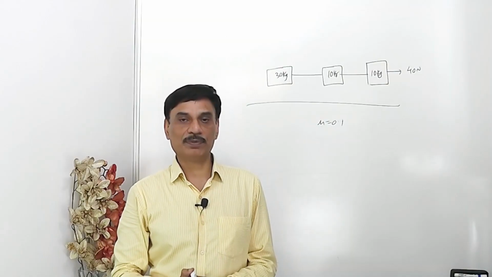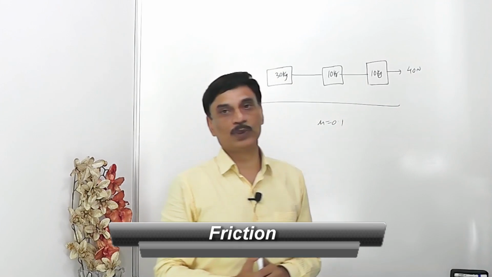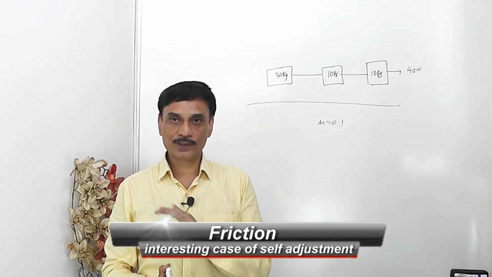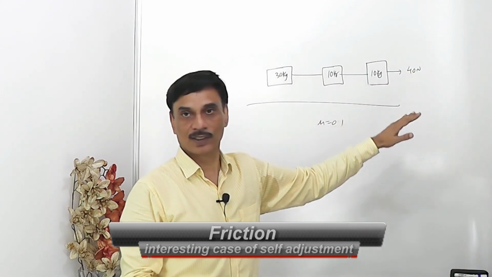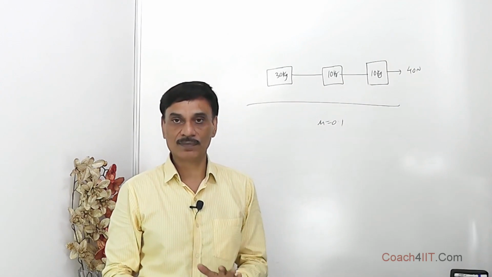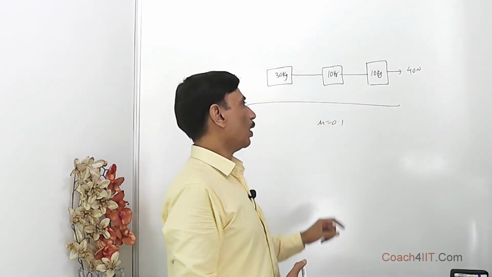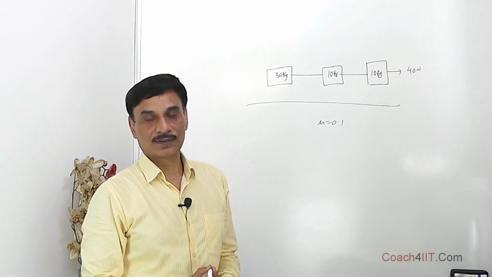Done in the previous example, an interesting case arises when this force is, suppose, 40 Newton instead of 100 Newton. Rest all the things are the same. They are the same blocks, 30 kg, 10 kg, 10 kg on a horizontal surface. The coefficient of friction between these blocks and the surface is the same. Now we are supposed to find the values of the friction forces between these surfaces.